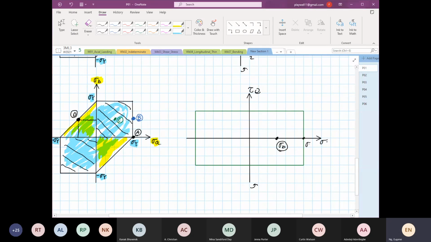Again, this point is our stress U. This point over here is your minus stress U. This point over here is stress U divided by 2. Over here is minus stress U divided by 2. And stress A is in compression now. So if I were to draw the Mohr's circle, it will be a full circle.